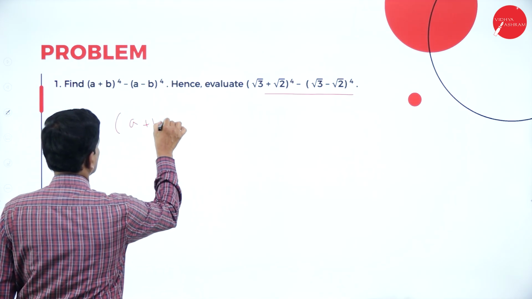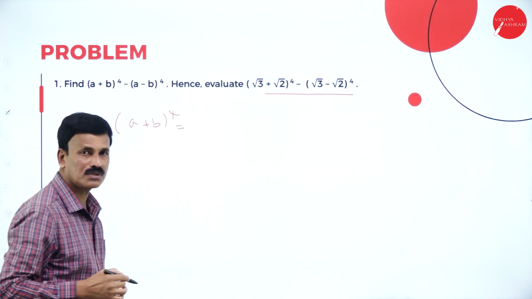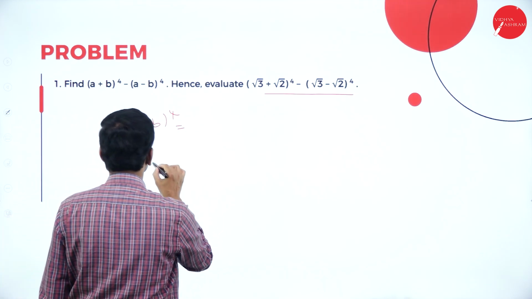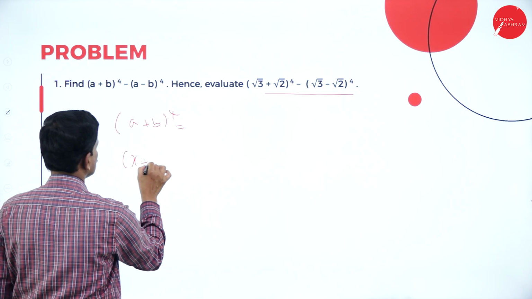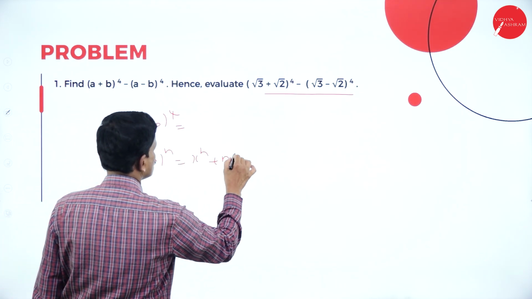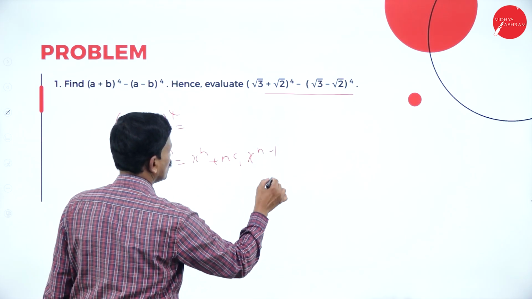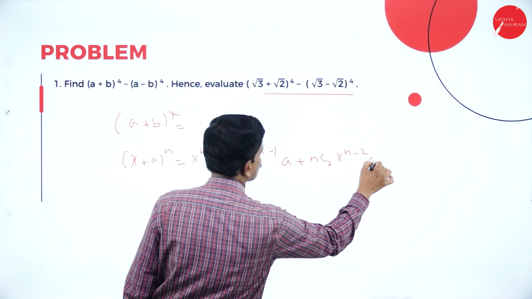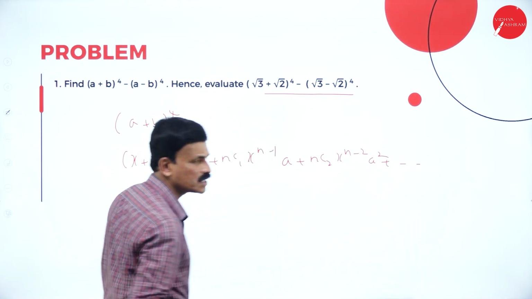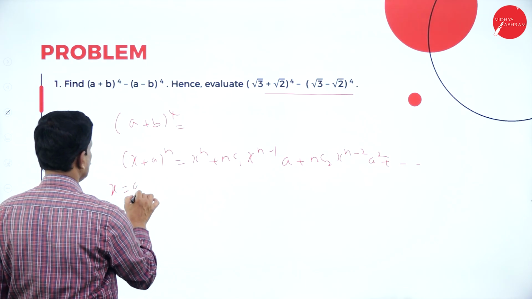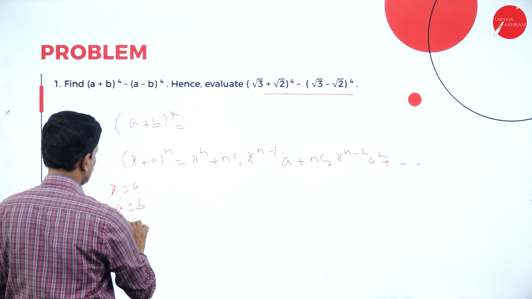Let us simplify this, (a + b) whole to the power of 4, using the binomial theorem. This is of the form (x + a) to the power of n. So this is x raised to n plus nC1 x to the power of n minus 1 into a plus nC2 x to the power of n minus 2 into a square plus etc. This is called the binomial theorem.